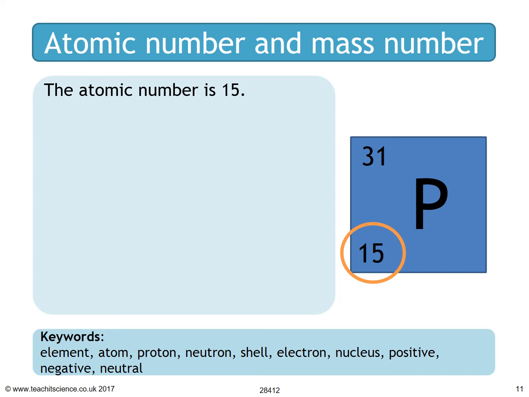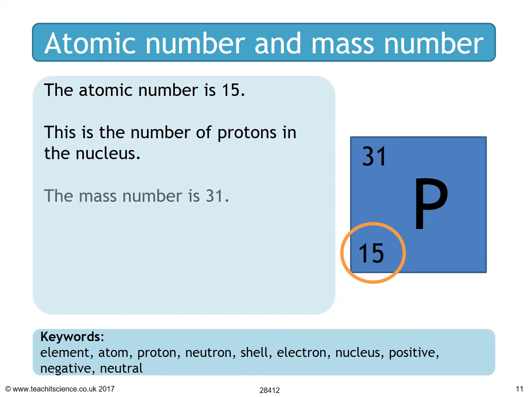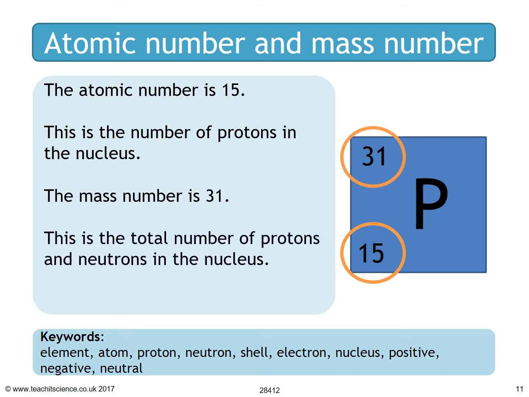So, phosphorus has 15 protons. So 15 is the atomic number. Its total mass is 31. So that's the total number of protons and neutrons in the nucleus. So how do we work out the neutrons? Well, you take away the protons from the total and you're left with just the neutrons. So you simply do 31 minus 15. The answer is 16, so there must be 16 neutrons in a phosphorus atom.